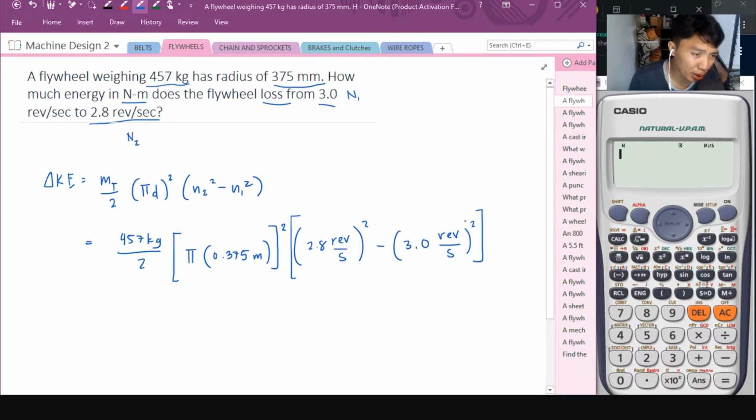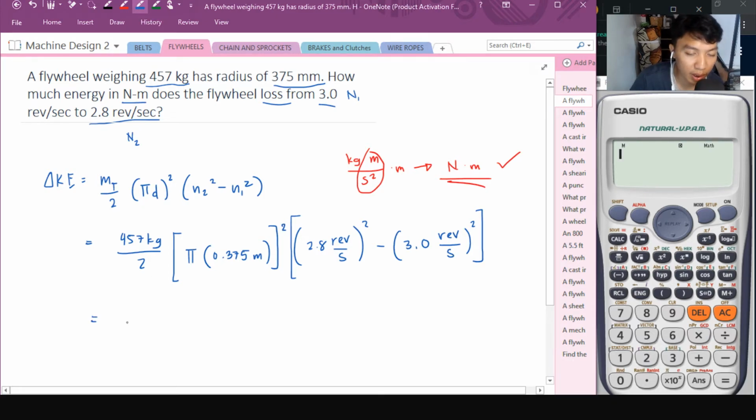Check natin yung units muna. So, dito, kilogram meter per second squared. So, kilogram meter per second squared, di ba that is equal to Newton? May matitirang isa pa ditong meter. O di Newton meter. Check. Tama yung ating unit.